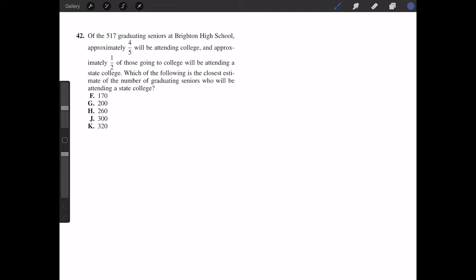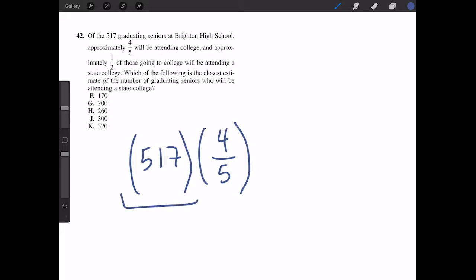Which of the following is the closest estimate of the number of graduating seniors who will be attending a state college? So at this high school, we have a total of 517 graduating seniors. Of those, approximately 4/5 will be attending college. So if we multiply the number of seniors times 4/5, we will know how many of the seniors will be attending college. You can key that into your TI.